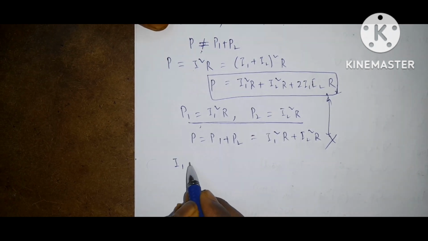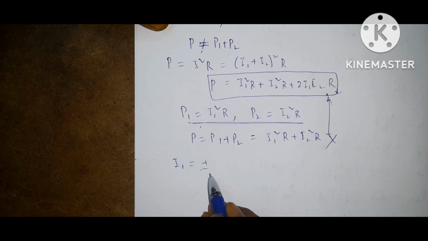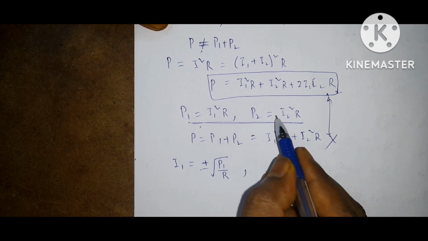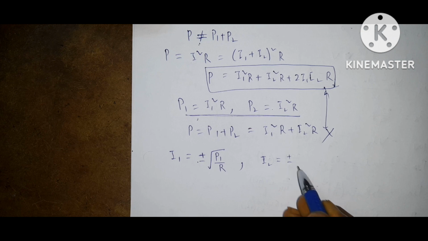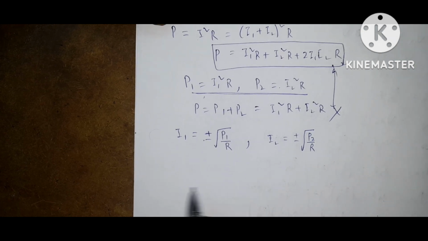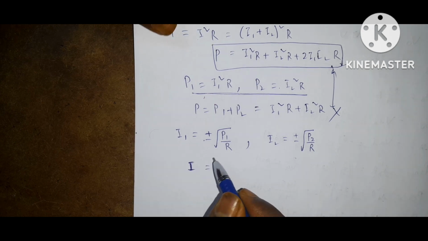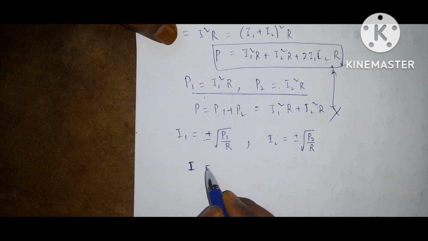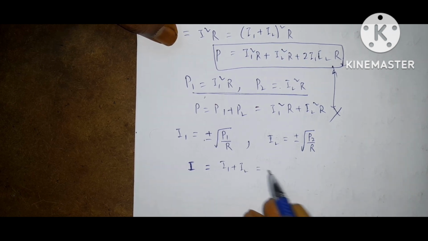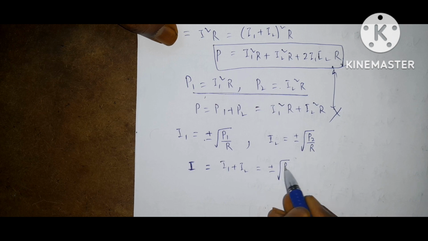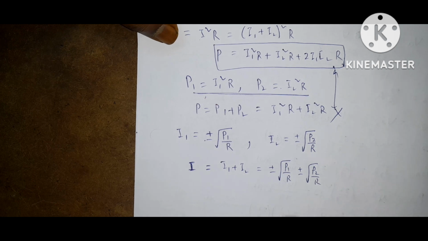From this, what is I1? I1 is equal to plus or minus square root of P1 by R. And from this, what is I2? I2 is equal to plus or minus square root of P2 by R. Okay, so what is the total current? The response in a resistor due to both sources acting simultaneously is I1 plus I2, that is equal to plus or minus root P1 by R and plus or minus root P2 by R.